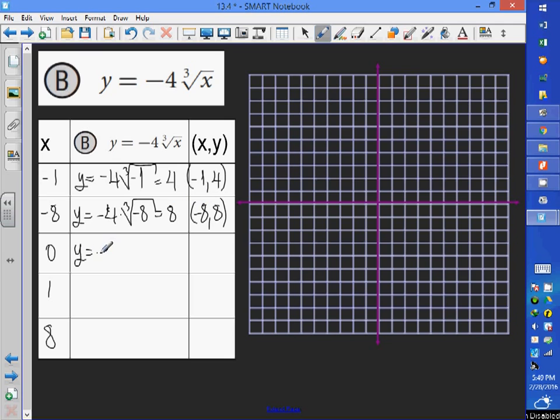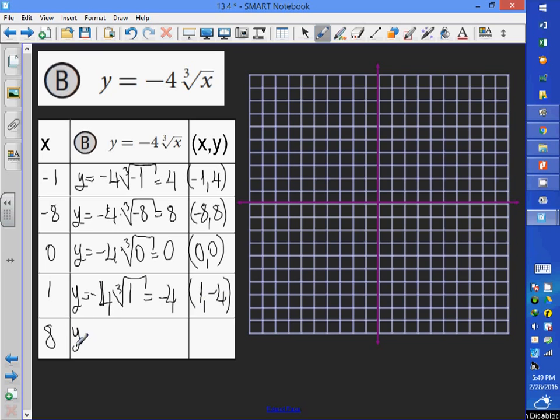For 0, y equals negative 4 times the cube root of 0, which is equal to 0. 0 goes to 0. And y for 1 is negative 4 times the cube root of 1. The cube root of 1 is 1, times negative 4, negative 4. 1 goes to negative 4. Actually, it will be the opposite of the first one. And y equals negative 4 times the cube root of 8. The cube root of 8 is 2, times negative 4, negative 8. 8 goes to negative 8.